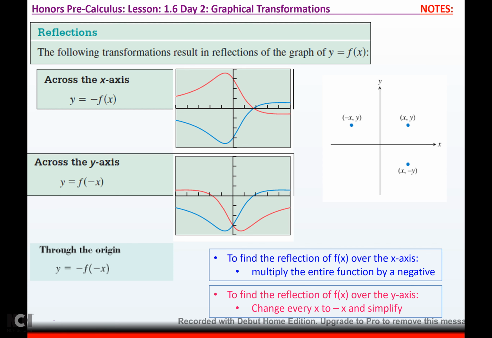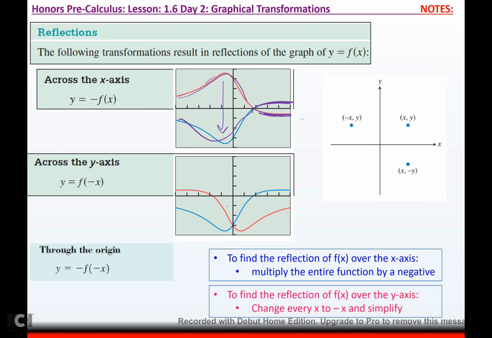Alright, reflections. Reflections are when you can reflect over x. If you look at this red one and the blue one, if I turn the red one upside down, this would come down to here. And if I turn this section of the red one up, it would turn up here. So that's reflecting over x.